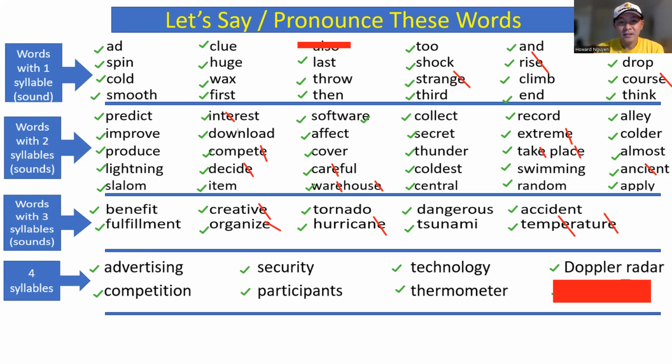So again, four syllable words: advertising, competition, security, participants, technology, thermometer, Doppler radar. Then we have five syllable words.